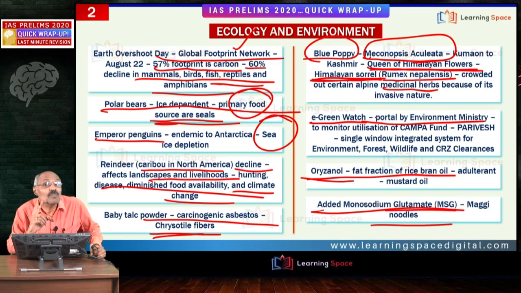And Parivesh, please don't forget. Parivesh, that is by the Environment Ministry, is the single window portal for giving clearances: environmental clearance, forest clearance, wildlife clearance, CRZ clearance, all these things it is intended for.